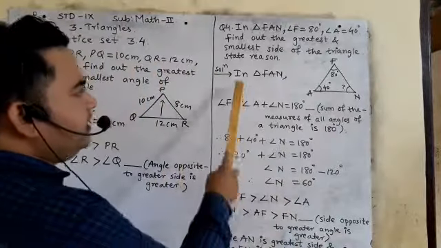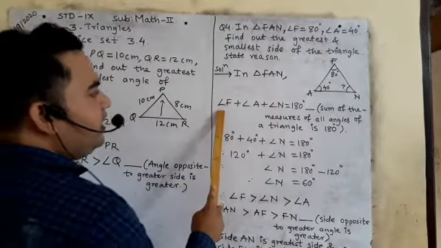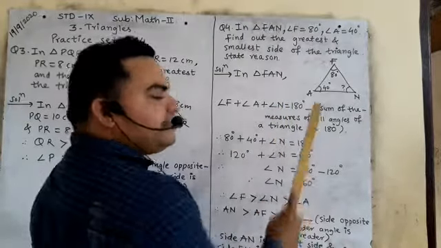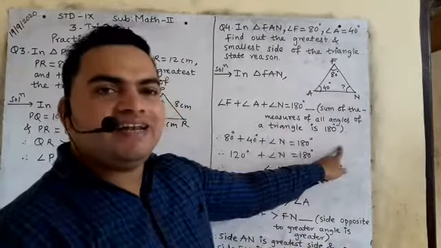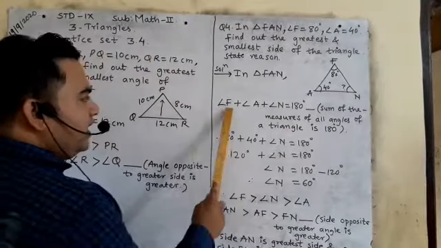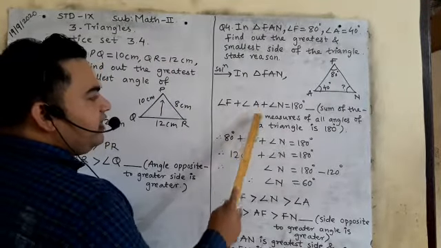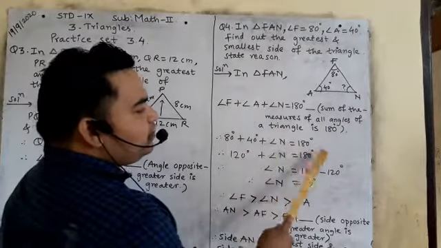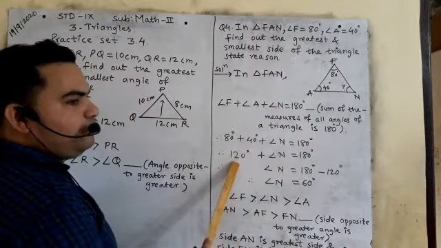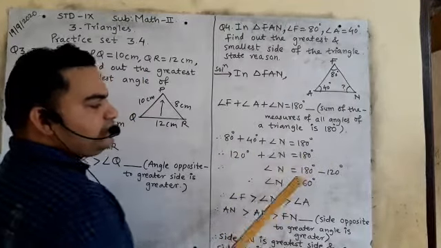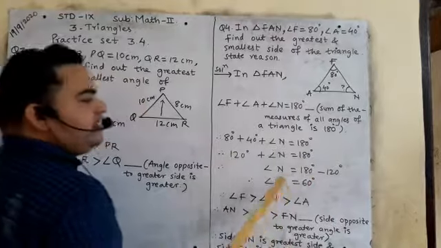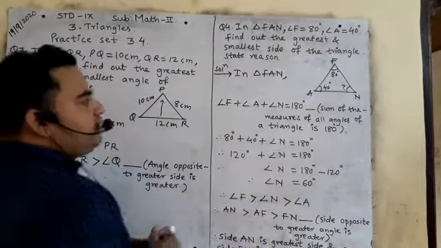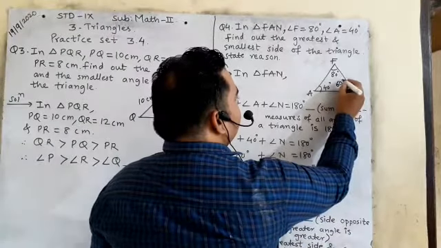Look at the question here. In triangle FAN, angle F plus angle A plus angle N is equal to 180 degrees. Why? Because the sum of the measures of all the angles of a triangle is 180 degrees. So angle F is 80 degrees, angle A is 40 degrees, and angle N we have to find. So angle N is equal to 180 degrees minus 80 plus 40, which is 120. Angle N plus 120 is equal to 180, so 120 will go to that side as minus 120. So angle N is equal to 60 degrees. Now we came to know angle N is equal to 60 degrees.